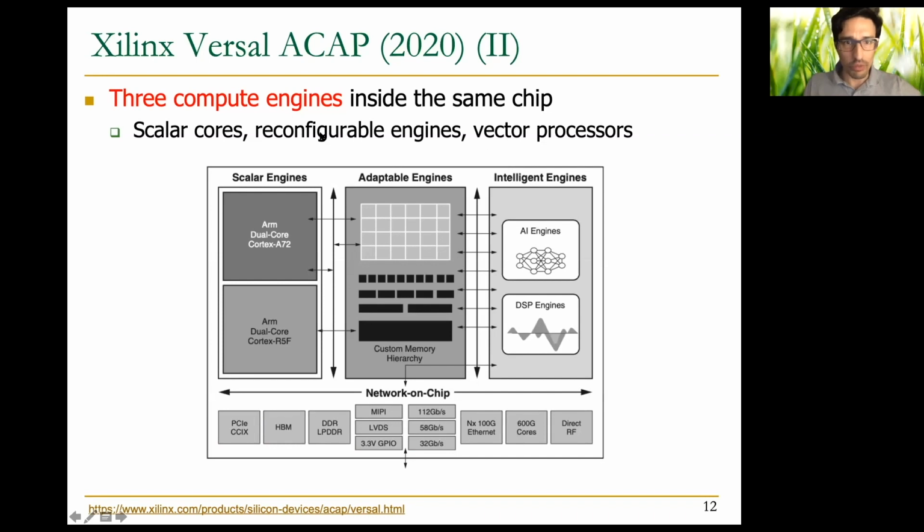You can take a look in the next slide at a little bit more detailed representation of these scalar engines, which in reality are CPUs. You can see there are two CPUs here, a dual core ARM Cortex A72 and a dual core ARM Cortex R5F. Then in the middle we have the adaptable engines. This is the reconfigurable fabric, and here on the right hand side we have what they have called the intelligent engines, which are a kind of vector processor or GPU.